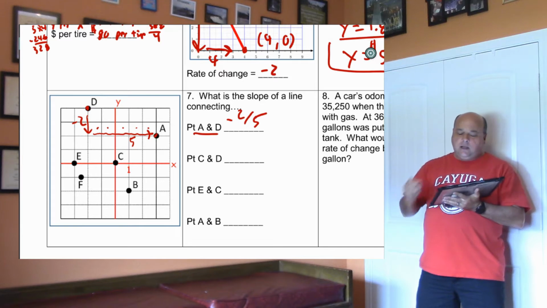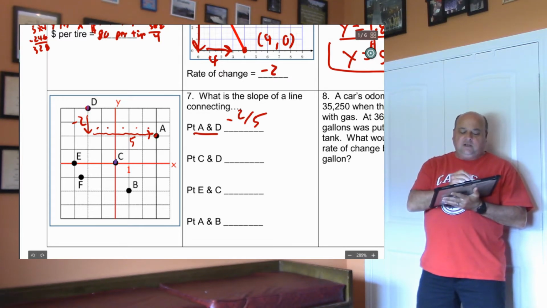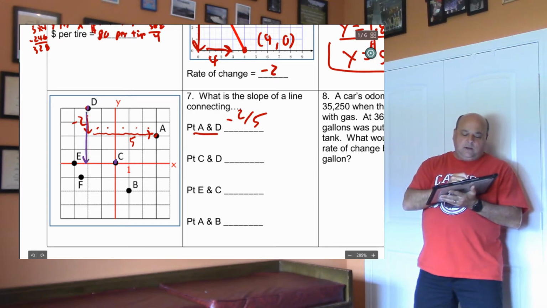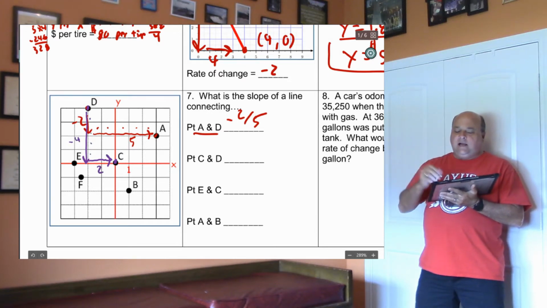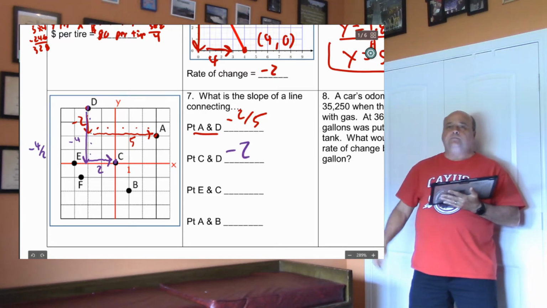Piece of cake. Let's do C and D. I'm going to change colors. So C is right here. D is right here. Always go left to right. So I'm going to go down and to the right, aren't I? So 1, 2, 3, 4. Down 4 over 2. -4 over 2 would be -2, wouldn't it?